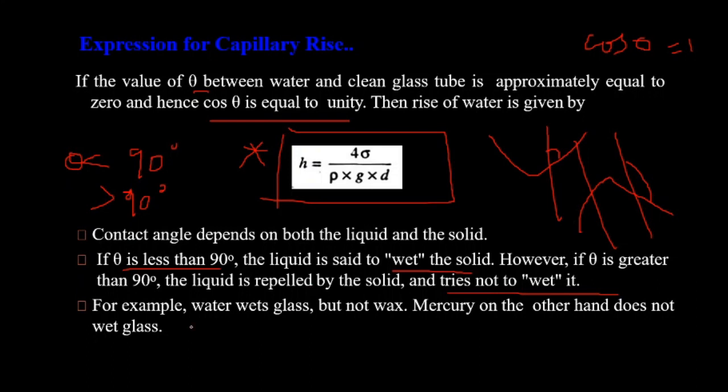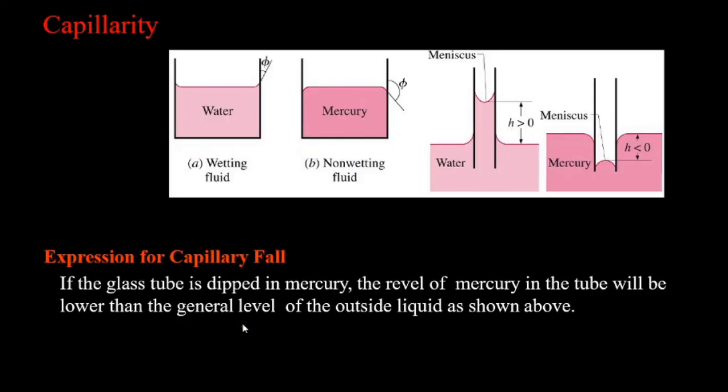For example, water wets glass and mercury on the other hand does not wet the glass. So see here, this is wetting of the fluid. This is non-wetting of the fluid. See here, wetting is not there. Some gap is there. Here it is like this, but here some gap is there. See here.